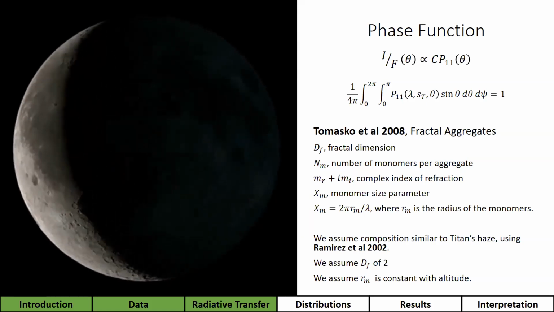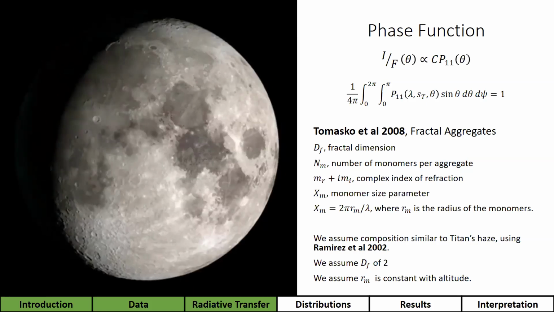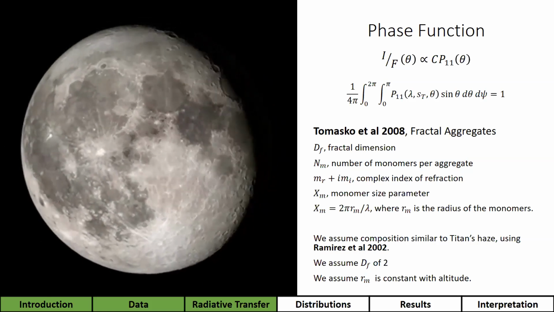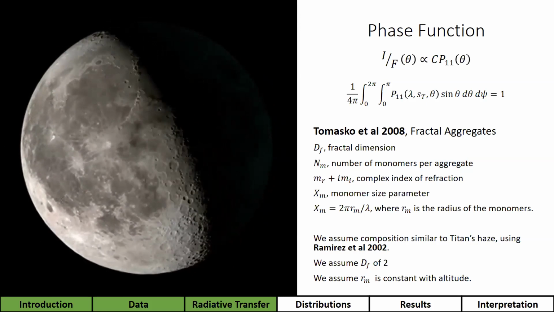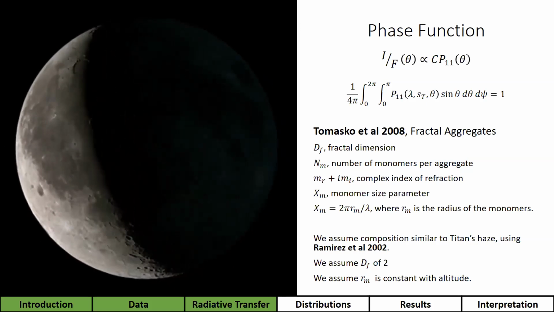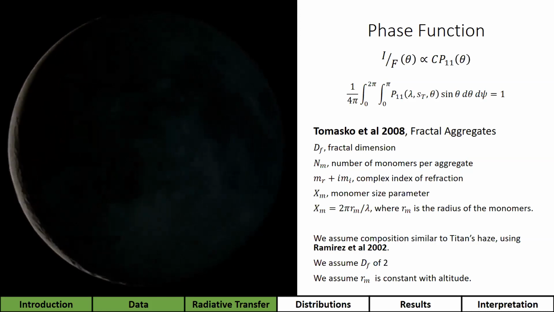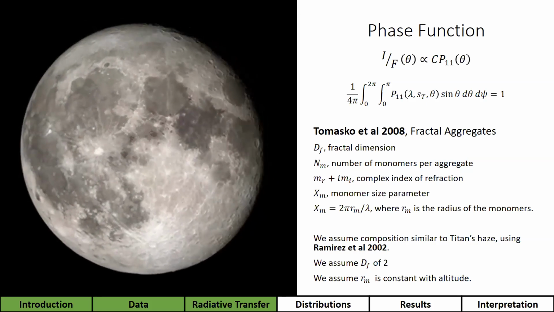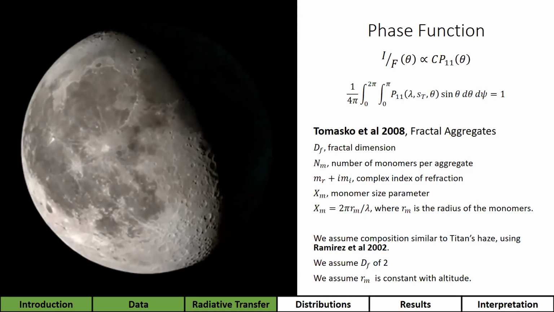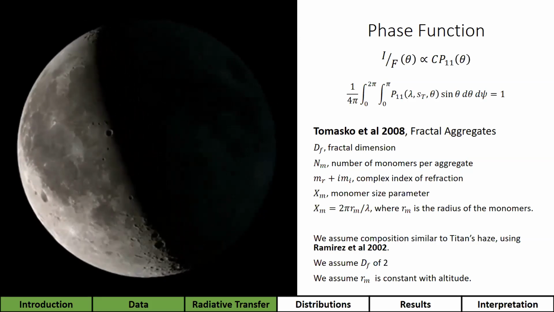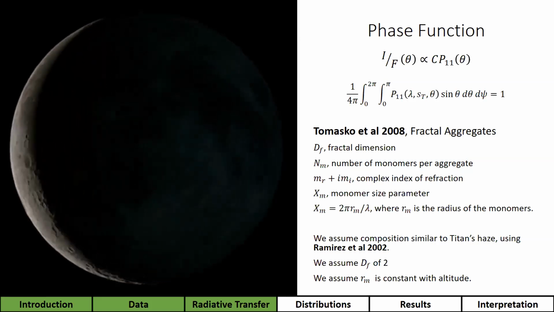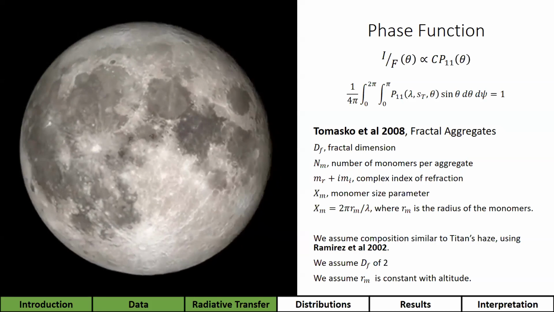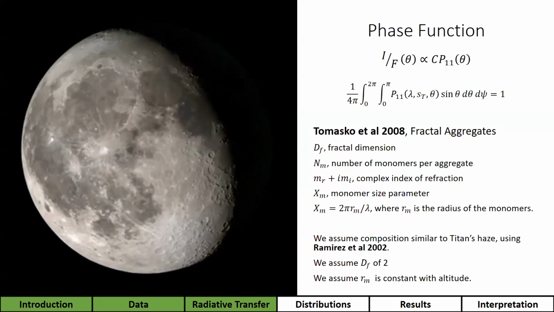And the important components of that phase function are the fractal dimension, the number of monomers per aggregate. So, how many of these little tiny monomers, these little balls, are stuck together to make this fractal aggregate. The index of refraction of the material, so this tells us what it's made out of. The size of the monomers, which is given here by the radius of the monomer and the wavelength of the light interacting with it. That's why we need to make sure that any of our phase functions that we try, any of our particle descriptions that we try, has to fit all three of our wavelengths.